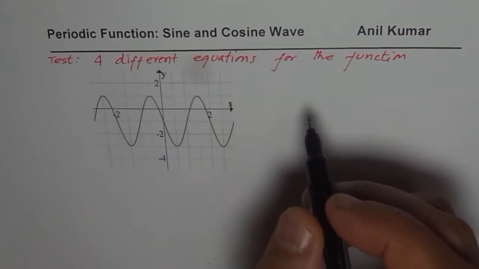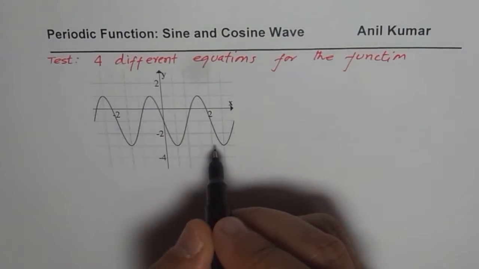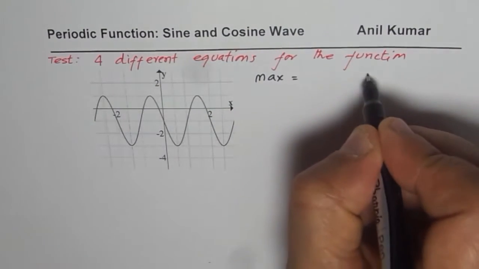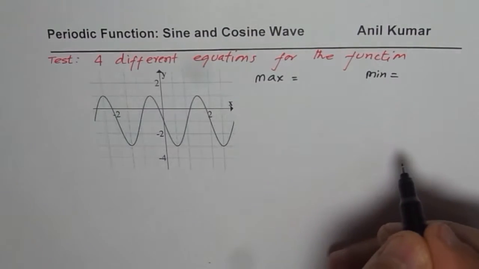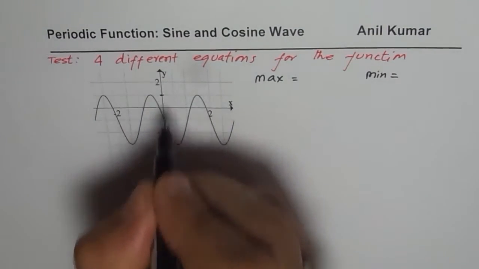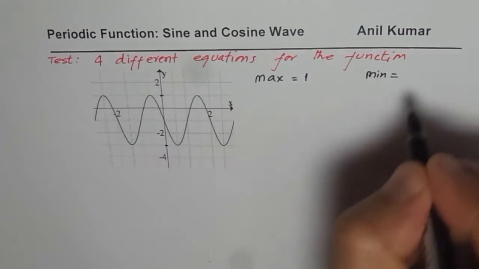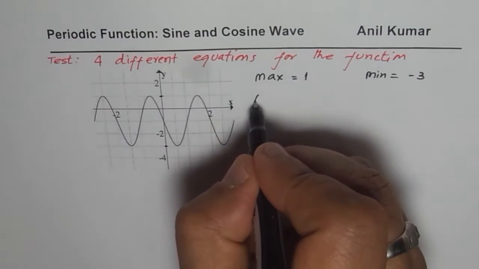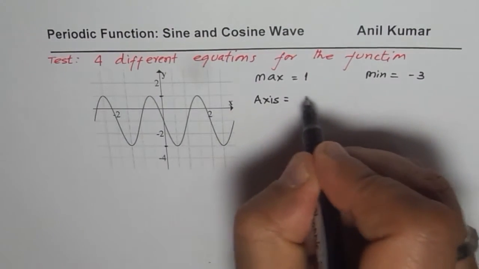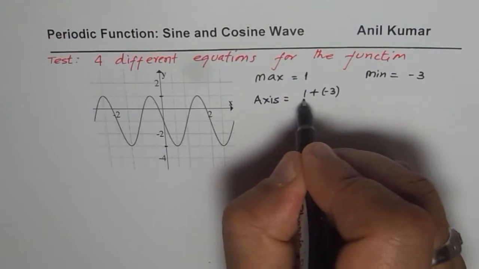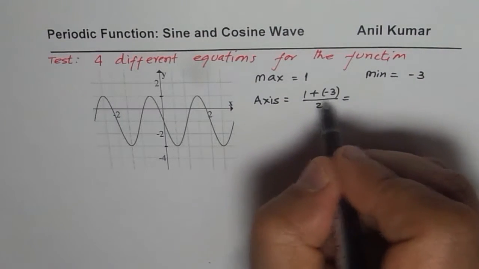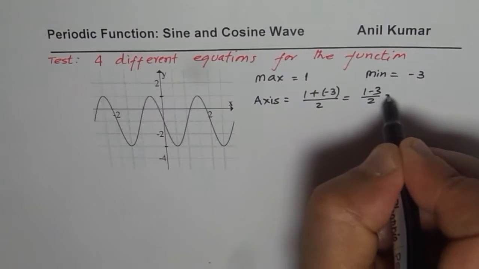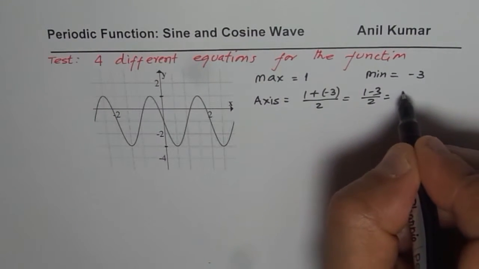So as we discussed earlier, to write down equation of a sinusoidal function from the graph, we need to find what is the maximum value, what is the minimum value, so that we can read from the graph itself. So the maximum value here is positive 1, minimum is minus 3. Knowing maximum minimum, we can find the axis. Axis is average of these two, so we'll add them and then divide by 2. So when you add and divide by 2, we get minus 2 over 2, which is minus 1.